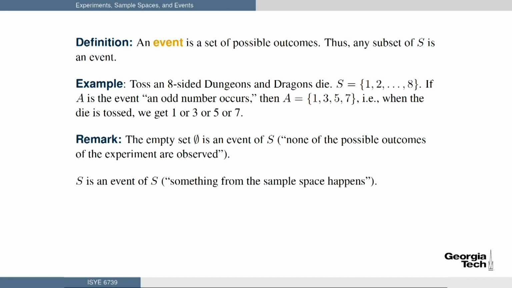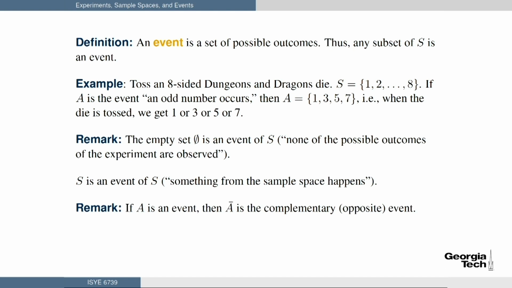Similarly, the sample space itself is an event because any set is a subset of itself. So therefore, the sample space is a subset of itself. It's an event. And that corresponds to the event that something from the sample space happens. And you might say, well, that's pretty likely. And in fact, you'd be right. The probability of S is going to turn out to be 1. We'll see that in the next lesson.